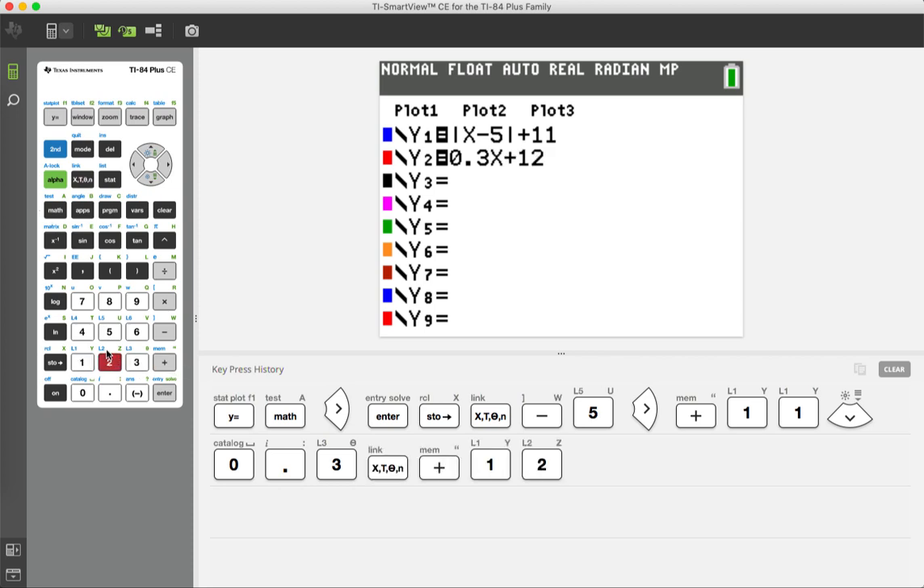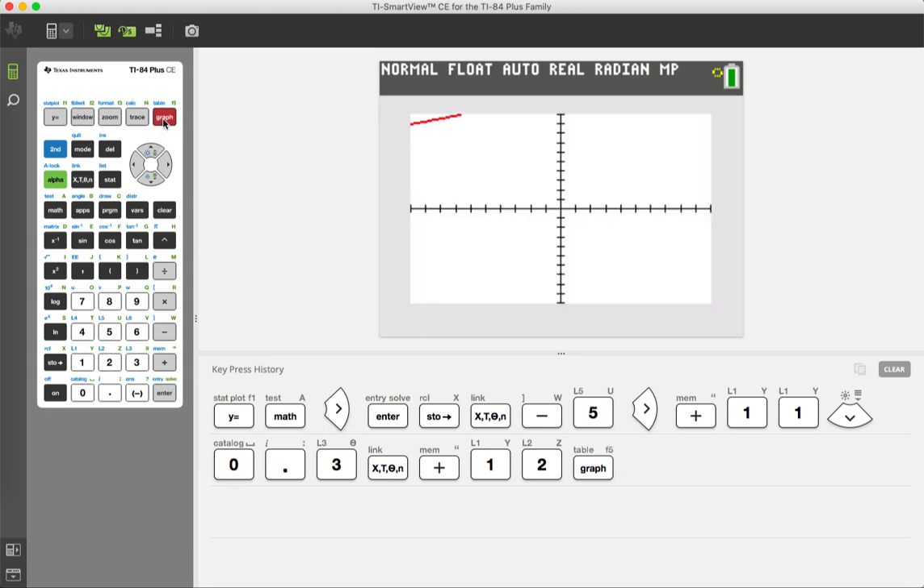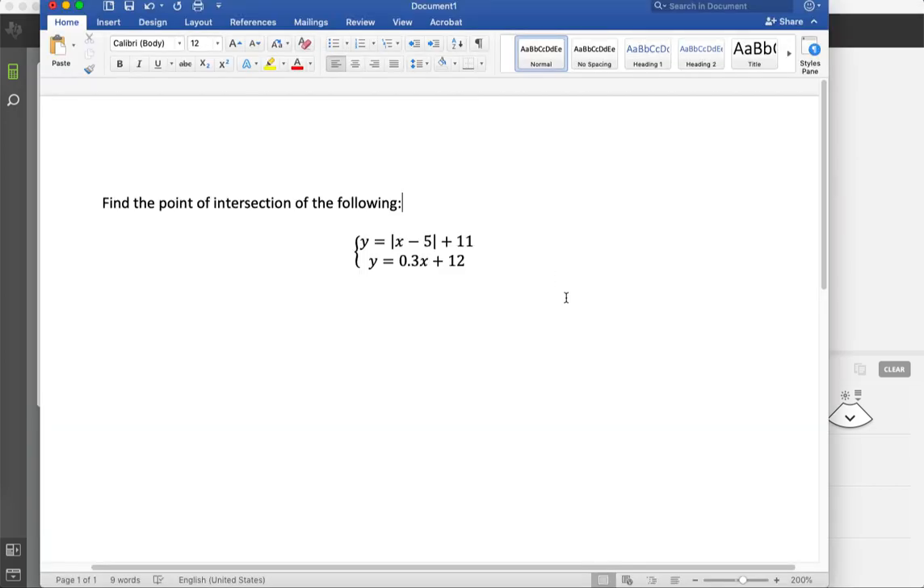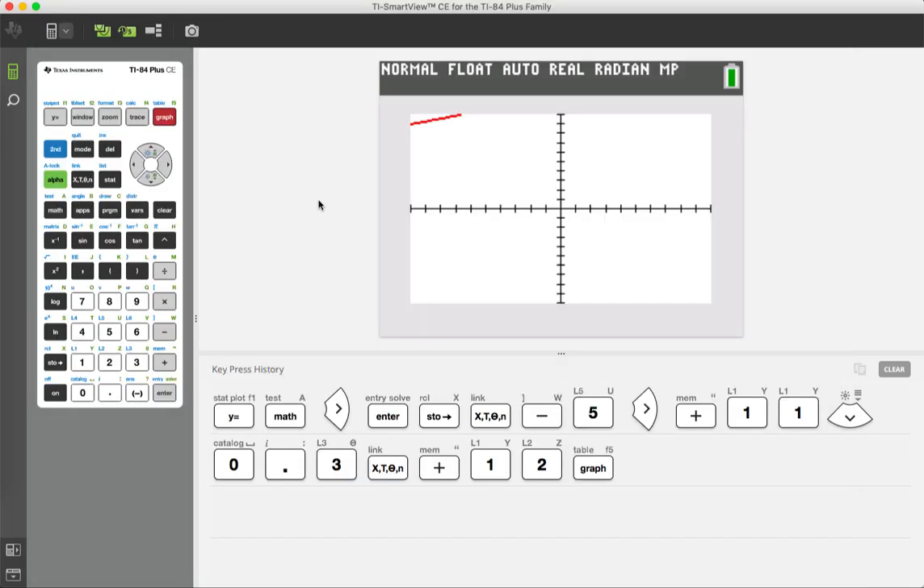And when we hit graph, we can't really see anything. We see a little tiny bit of a graph up in the top left corner, but the problem here is that our calculator is only showing us the x values between -10 and 10, and the y values between -10 and 10. And if you think about our graphs, these have y-intercepts of 16 and 12, so a lot of the action is going on above what our screen is showing us. So in order to see what we need in the graphs, we need to change our window.